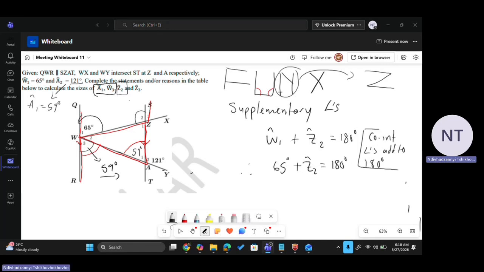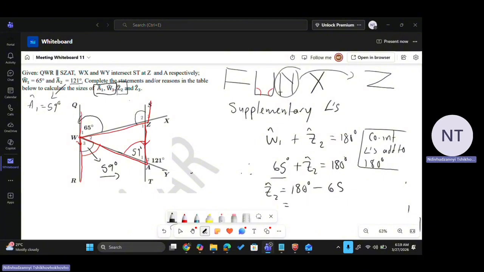Then we do our transposing and whatnot. So if we transpose 65 to the other side, it's going to change signs. So we have Z2 equals 180 degrees minus 65.